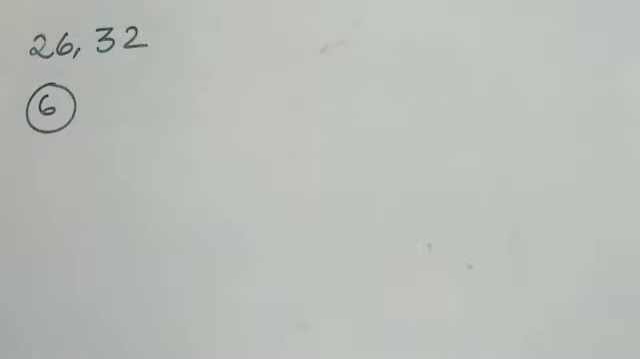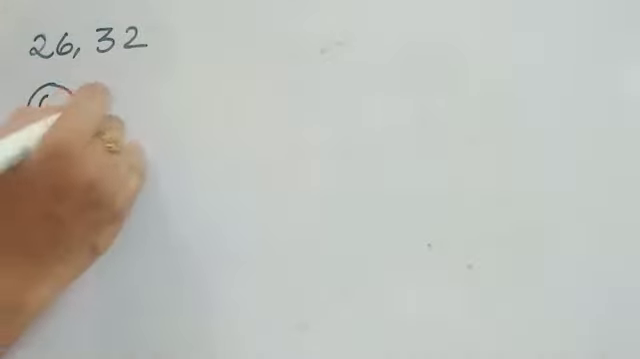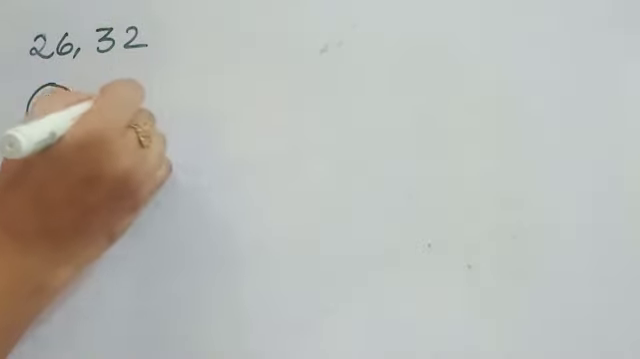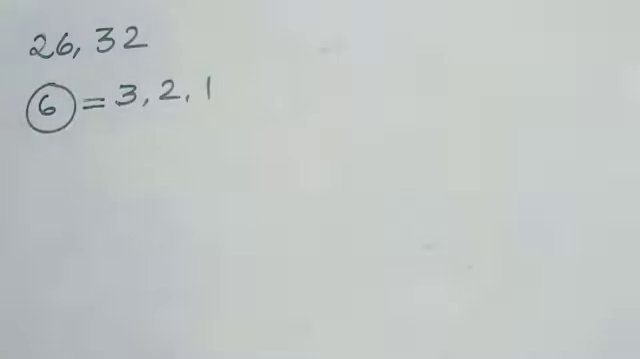So you need to check whether the difference which we got here is a divisor of both the numbers. Is 6 a divisor of 26? No. Is 6 a divisor of 32? No. So what we have to do? We need to write all the factors of 6. It is 3, 2, 1.